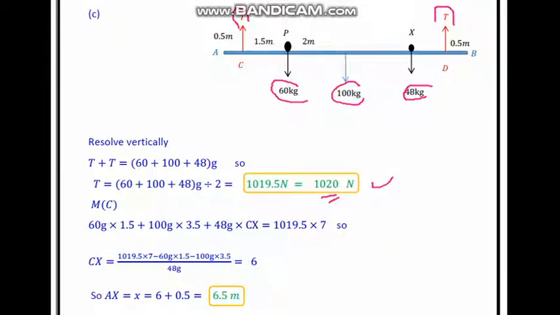Now try to find the value of x. We take the moment about C, so this part will vanish. We have 3/4 downward and 1/4 upward, so we can write the 3/4 downward on one side equal to the opposite one. Now we have 60g multiplied by 1.5 because we talk about C now. Then 100 multiplied by 2 plus 1.5, which will be 3.5, plus 48 multiplied by Cx. We take the moment about C, so this will be Cx. Got it?